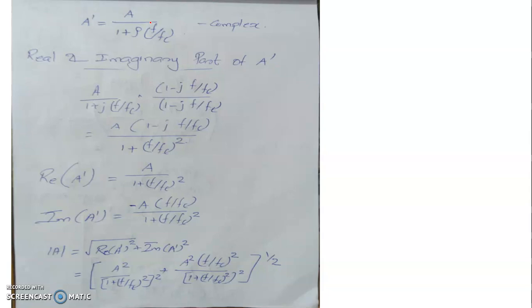When an AC signal is being supplied, the gain will not be a constant any longer. Instead, this will be a complex function depending upon the frequency of the input signal. A prime equal to A by 1 plus J into F by FC. And once you look into this gain equation, you can easily see that this is a complex function as J is in the denominator.